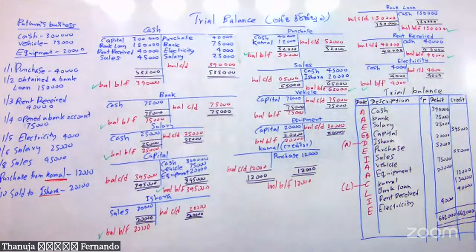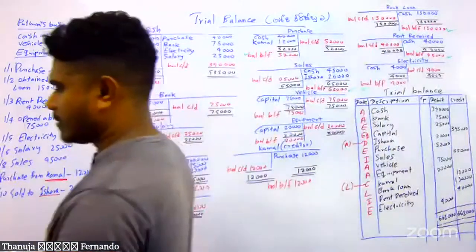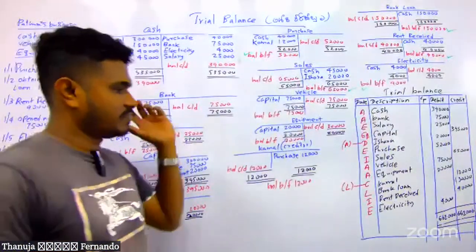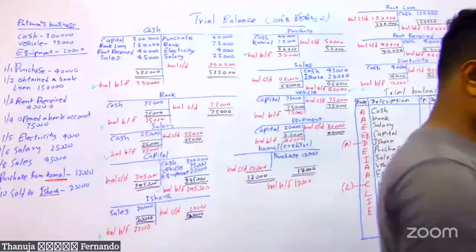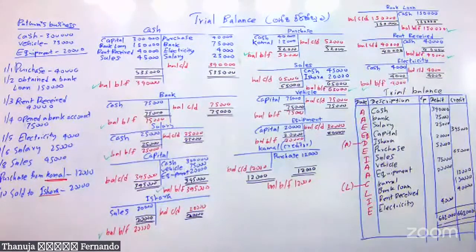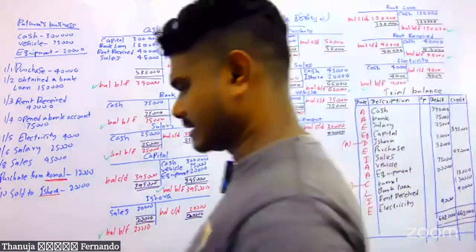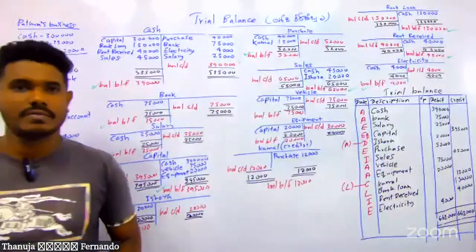So we prepare this trial balance to check whether we have recorded all the transactions correctly or not, right? To check whether we have recorded correctly or not, right? Understood, all of you?